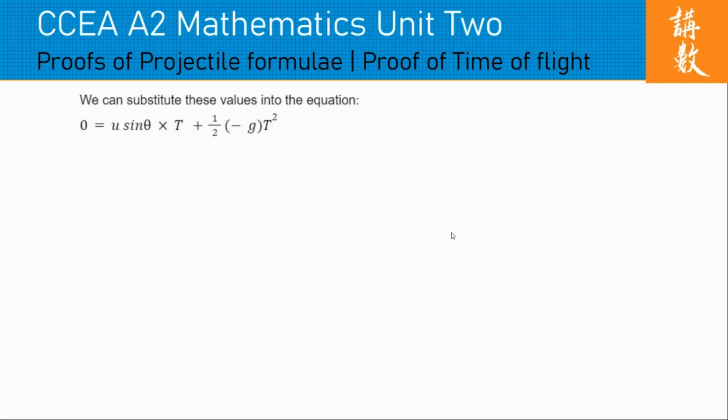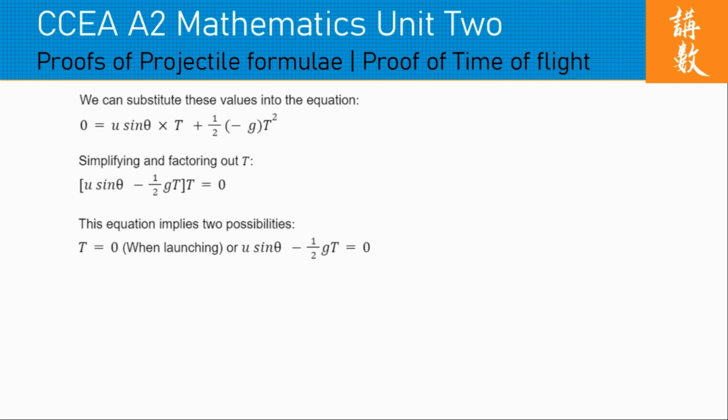We can substitute those values into the equation, so that we have 0 equal to u sine theta times T plus half times minus g times T squared. We simplify by factoring out T, so that u sine theta minus half gT, times T, equals 0. This equation implies two possible answers: the first is T equal to 0, which is when it's launching, or u sine theta minus half gT equal to 0.